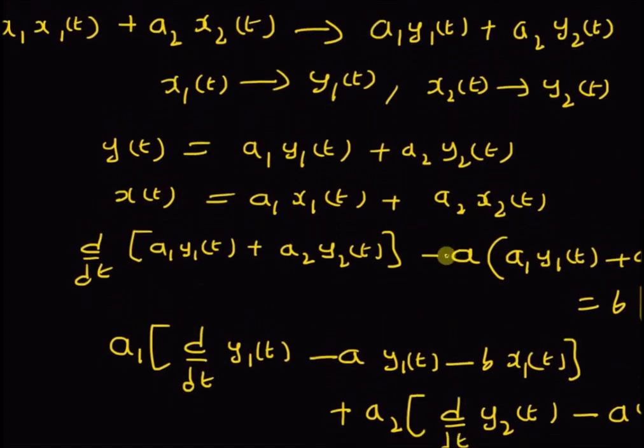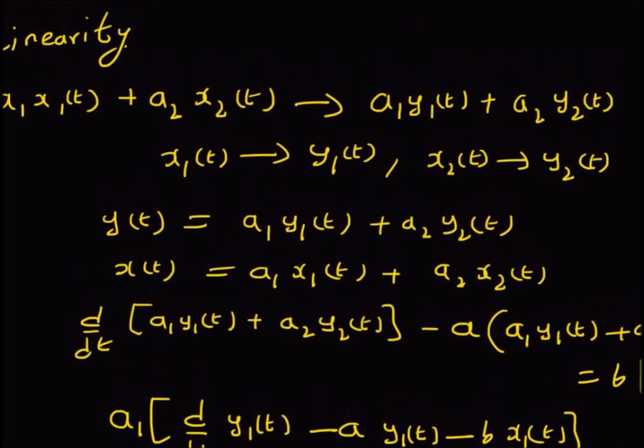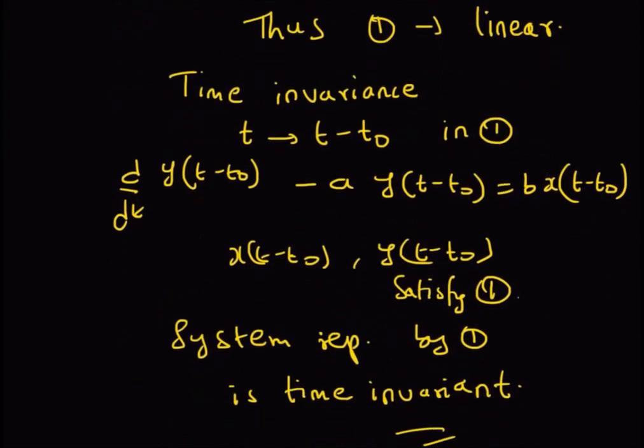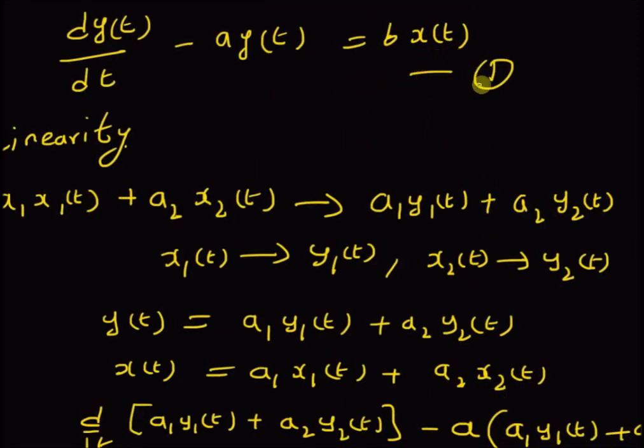So in this video we have looked at the linearity property and the time invariance property of a system represented by a constant coefficient difference equation. When we replace the output y of t and the input x of t with linear combinations, we see that this linear combination satisfies equation 1. Similarly, when we replace time t with t minus t naught, the corresponding input x of t minus t naught and the output y of t minus t naught satisfy equation 1. Thus the difference equation given in equation 1 represents a linear time invariant system.